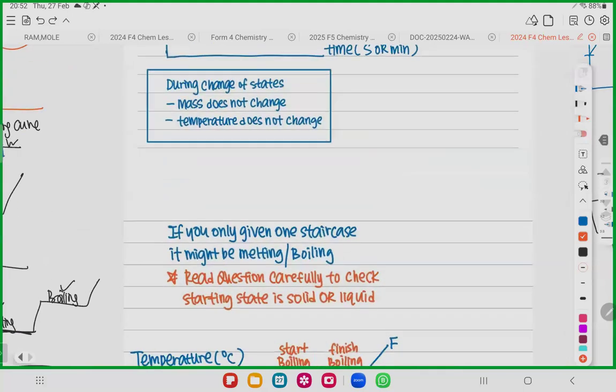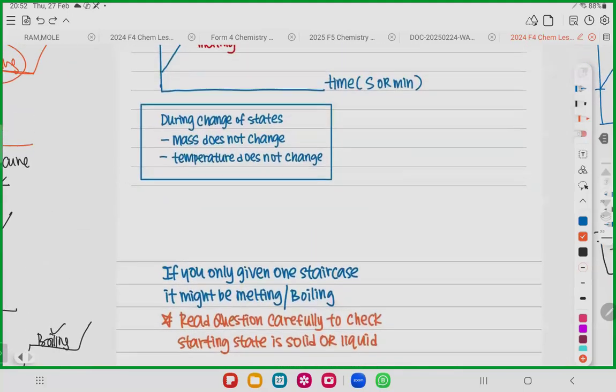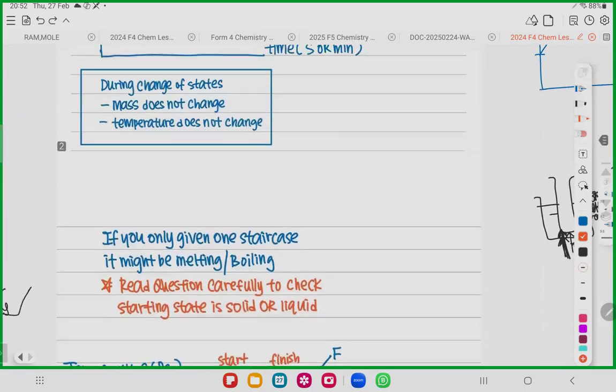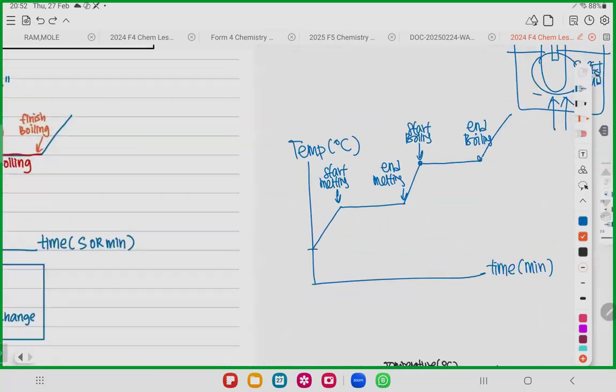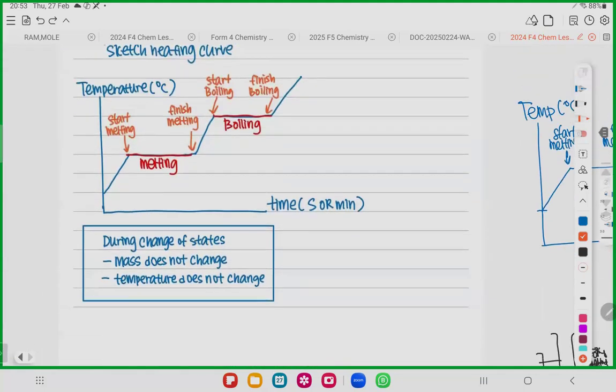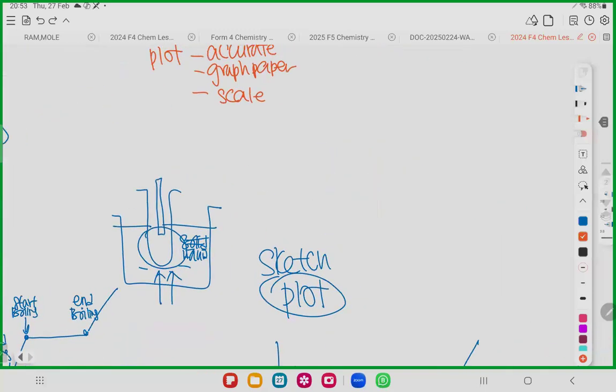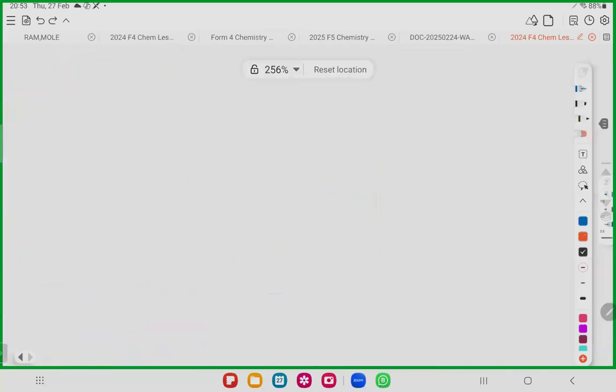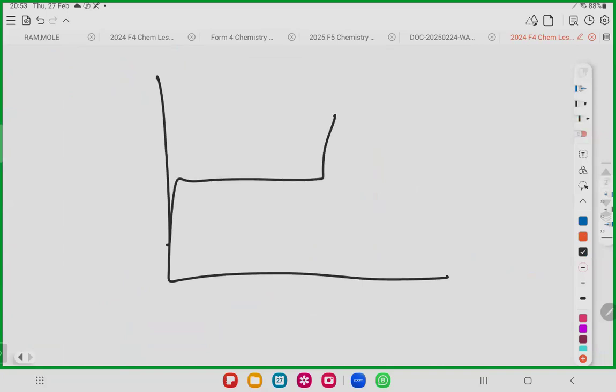Now, the next thing we want to learn is how to do analysis for your heating and cooling curve. Listen carefully, this is super important. When you have 2 staircases, life is wonderful, life is beautiful. Why? Because you know the first staircase is melting. The second staircase is boiling for sure.